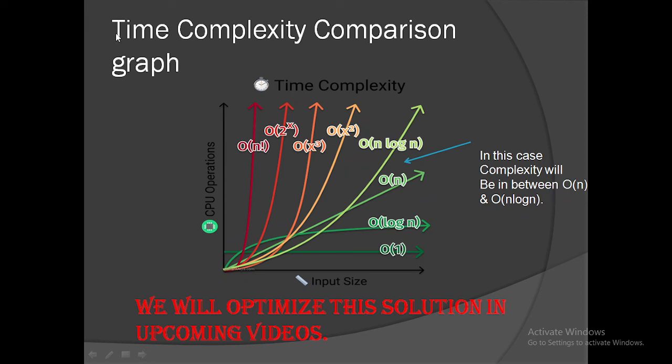Now let's discuss this time complexity comparison graph. In the previous simple approach, we had big O of n log n time complexity. But in this case the complexity is somewhere in between big O of n and big O of n log n, because it is big O of n plus k log n, not n log n, correct? So it will be somewhere between these two. Previously it was on this curve, so we have finally reduced this complexity and optimized this solution to below this curve.